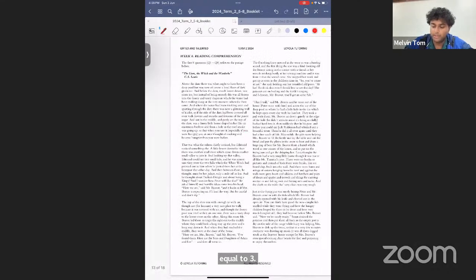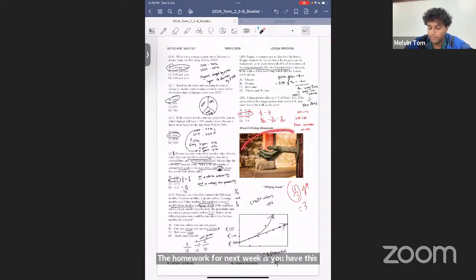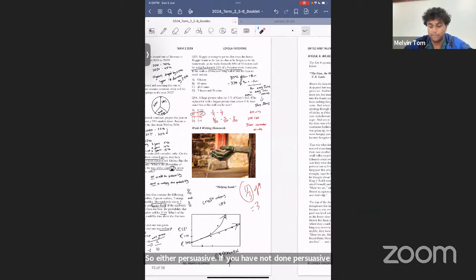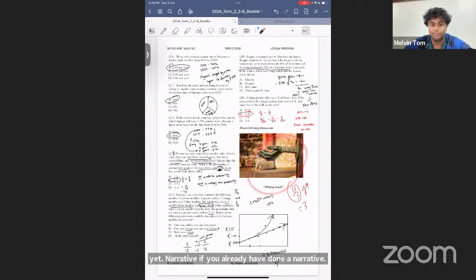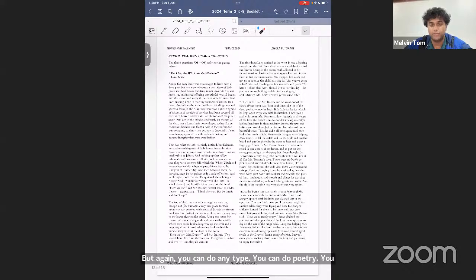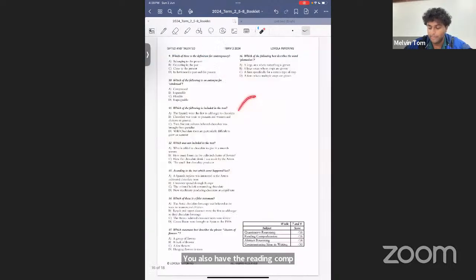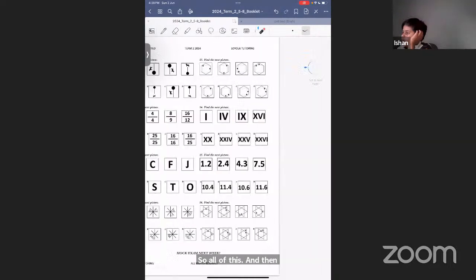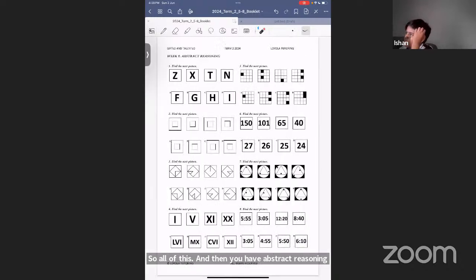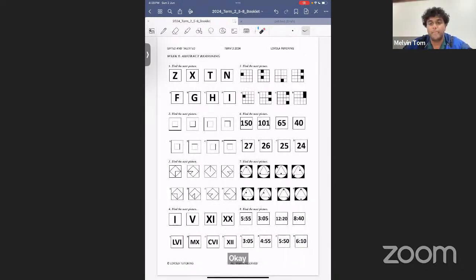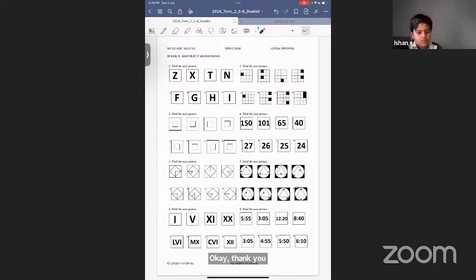The homework for next week is you have this writing topic. We want you to write a persuasive writing if you haven't done one already. If you have already done a persuasive writing, you can do narrative as well. So either persuasive, if you have not done persuasive yet, or narrative, if you already have done a narrative. But again, you can do any type. You can do poetry, you can do information text, whatever you like. You also have the reading comp, and then you have abstract reasoning. Writing, can I do narrative? Yes, Ishan, you can. Okay, thank you. So that's the homework.